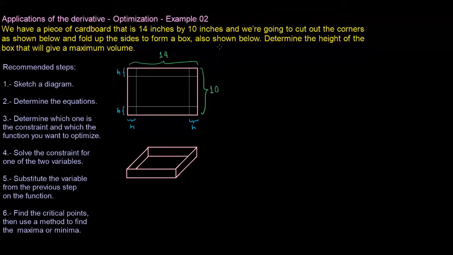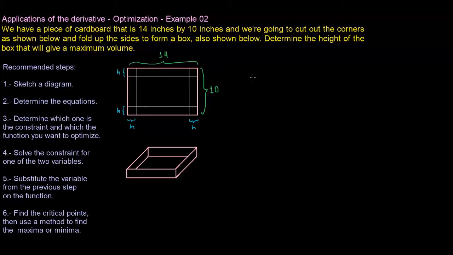We have a piece of cardboard that is 14 inches by 10 inches, and we're going to cut out the corners as shown below and unfold up the sides to form a box, also shown below. Now determine the height of the box that will give a maximum value.